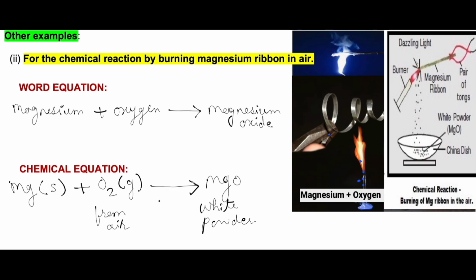Oxygen is gaseous in nature, gives magnesium oxide, which is again solid in nature, and it is white powder.